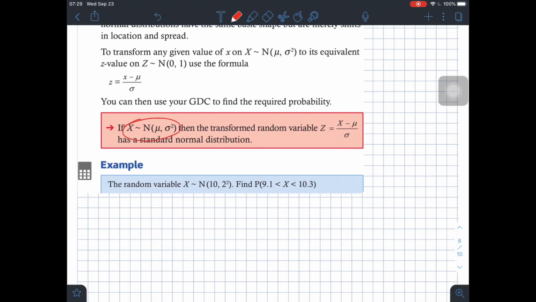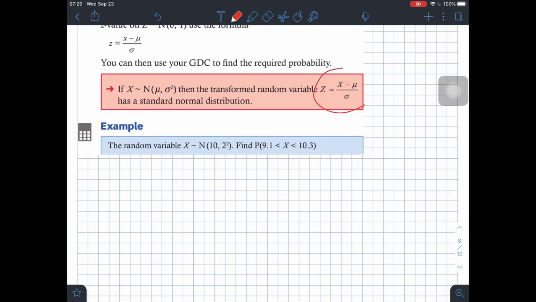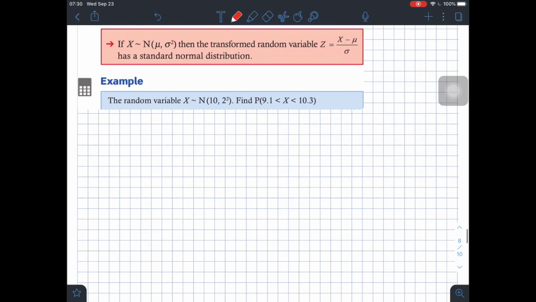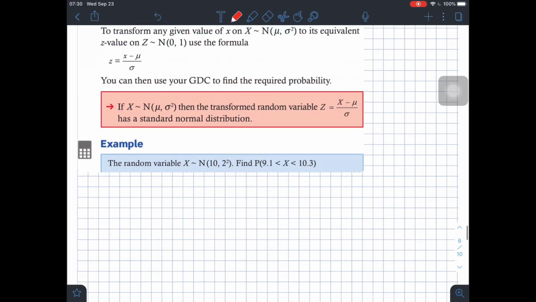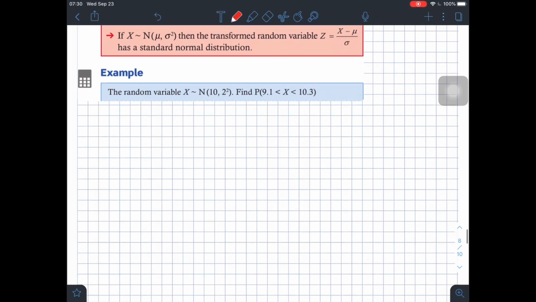If x is normally distributed with a mean mu and a standard deviation sigma, then the transformed random variable Z is found this way, the same formula. And it says it has a standard normal distribution. So we're going to see how this concept applies to the following problem. And you'll see that it's exactly the same thing, but as I told you, you are going to have to apply this formula later on in future examples that we're going to be seeing.